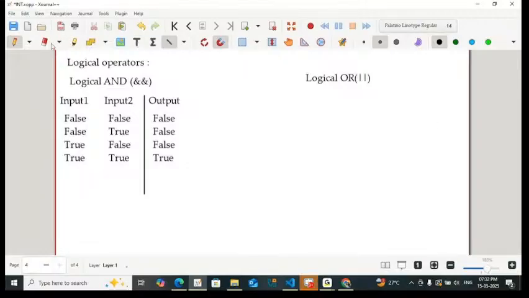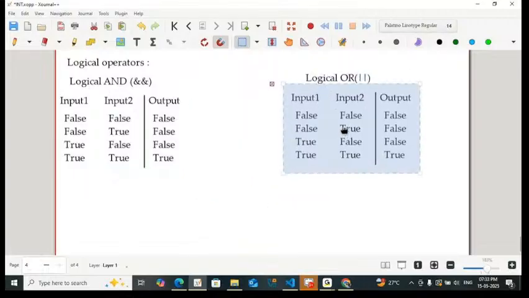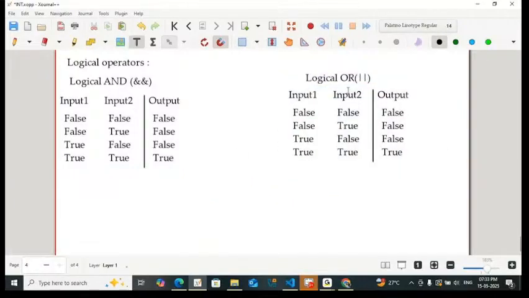So here in case of logical AND, okay, this is in case of logical AND. Similarly, in case of logical OR, okay, it is represented by two pipes. So here, if either of the conditions is true, the output will be true. Okay, so this is true, this is also true.